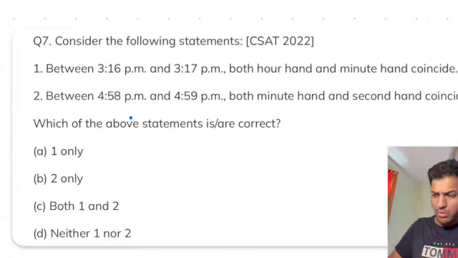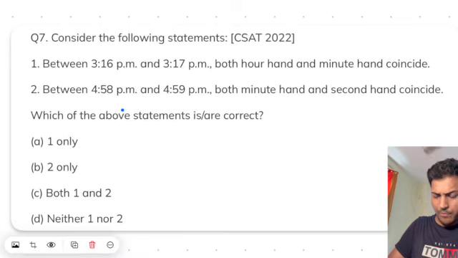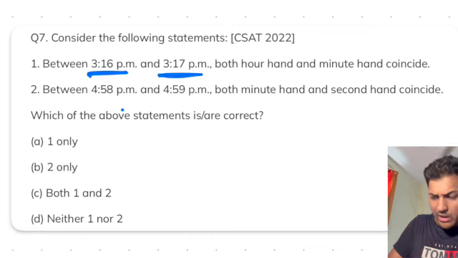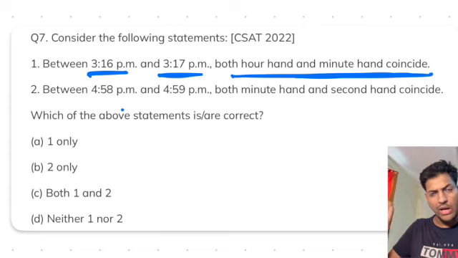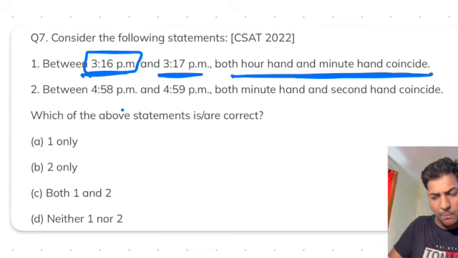Now if you can see this question on the screen, they have asked you that between 3:16 and 17 both hour hand and minute hand coincide. So that means they are asking that after 3 p.m., at what time they coincide.